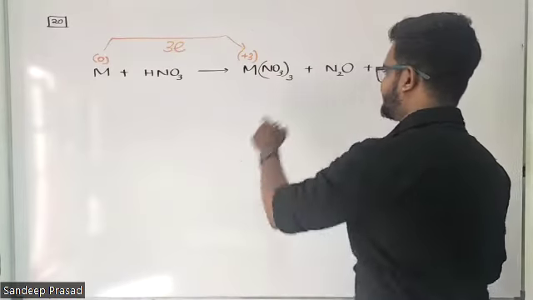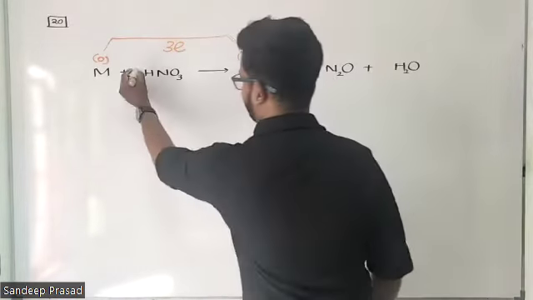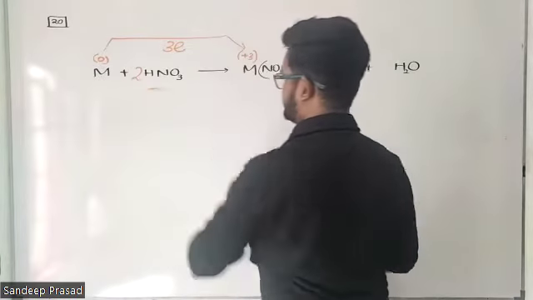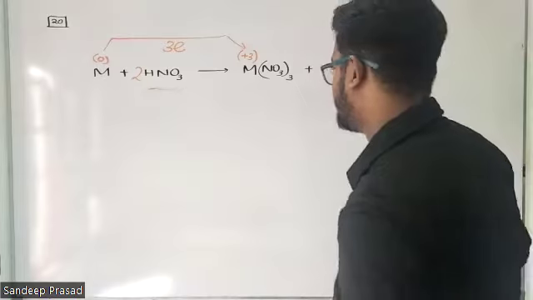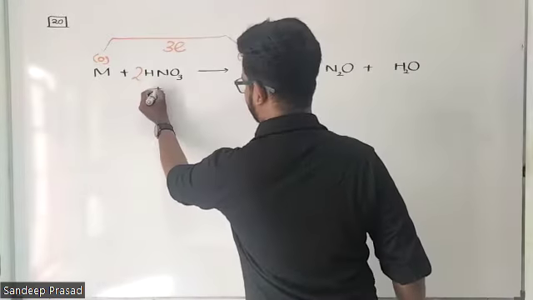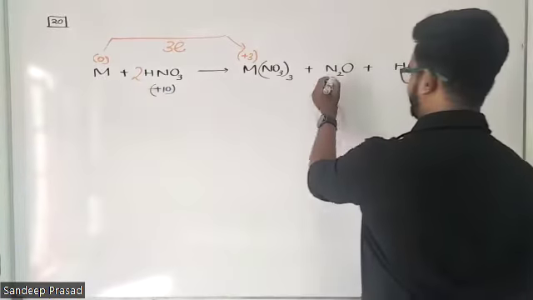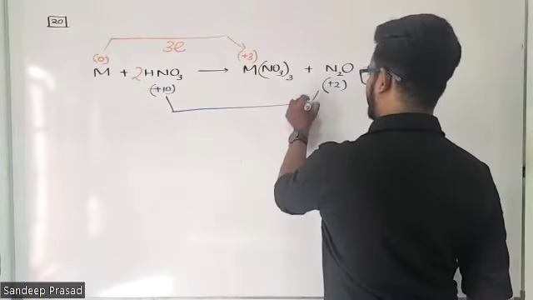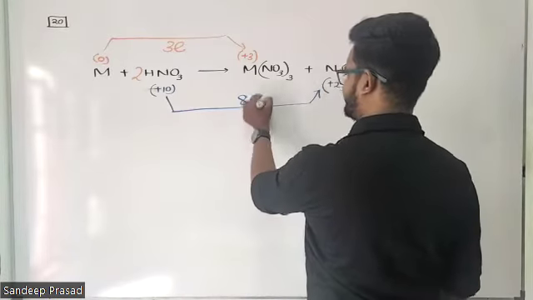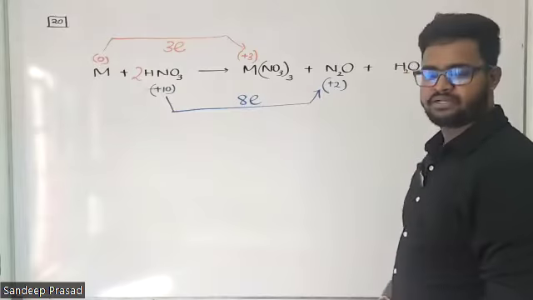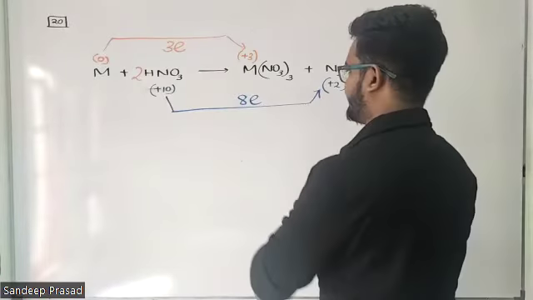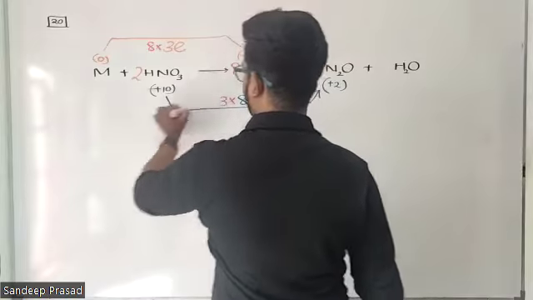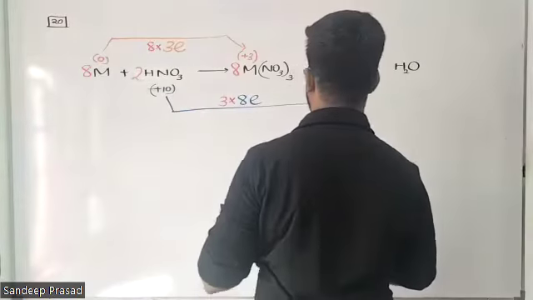Okay. How many nitrogens are there here? 2 nitrogens. Therefore, let me put here 2. Then the oxidation number will be plus 10, as 2 nitrogen atoms are there. Here we can see plus 2. Plus 10 to plus 2, the decrement is 8. Then exchange and multiply. We have to equalize the increment and decrement, multiplying by 3 and by 8. 8 here.